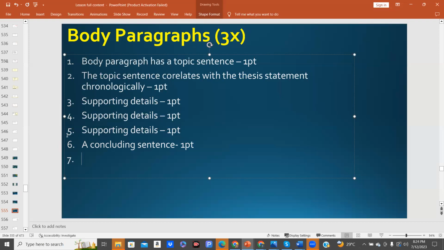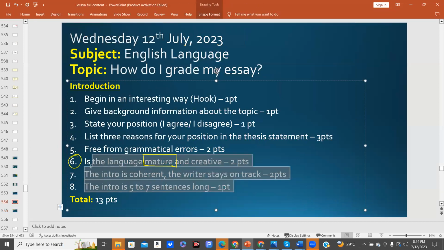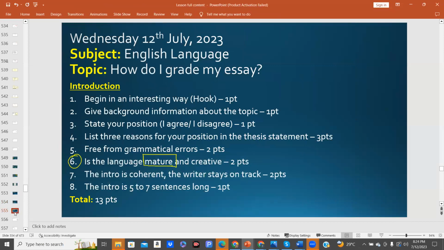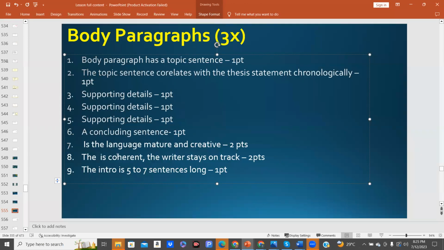And then the last three is the same as what we had in the introduction, which means we still have the same thing. Is the language mature? Is it coherent? Is the language coherent?